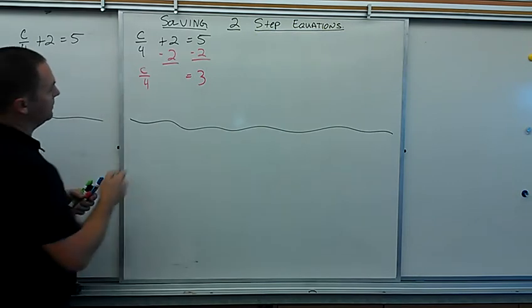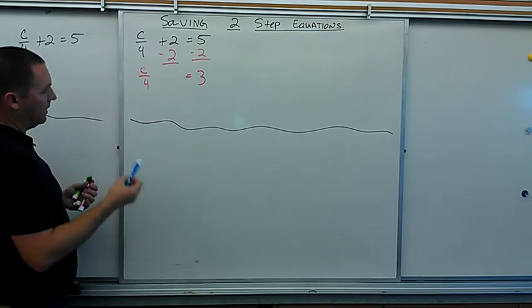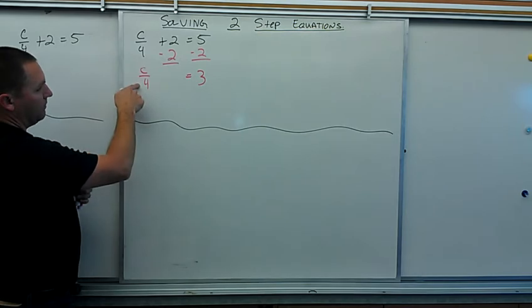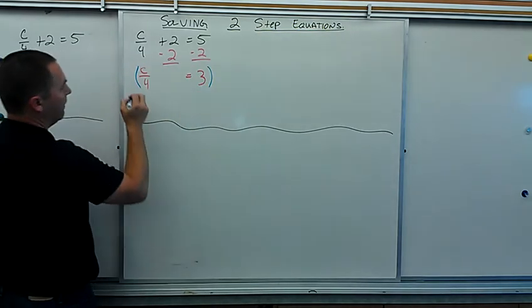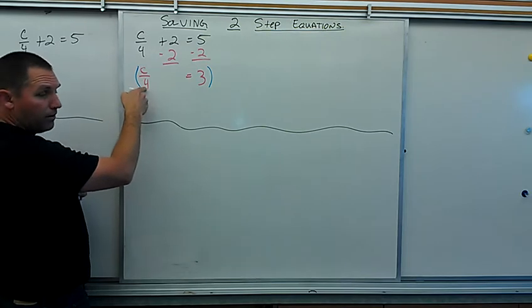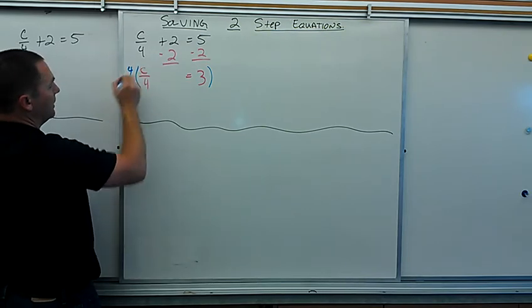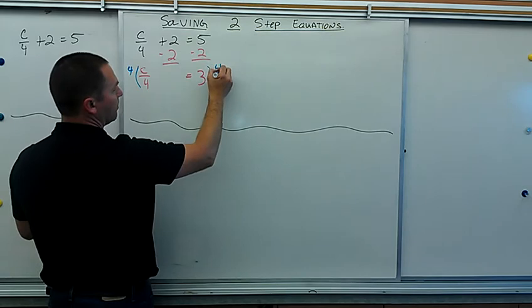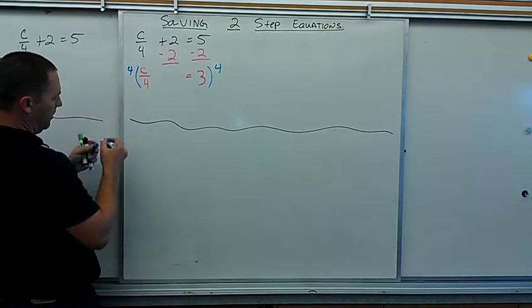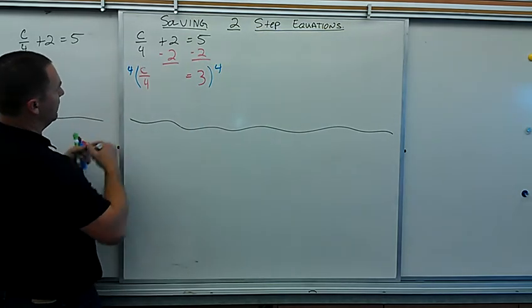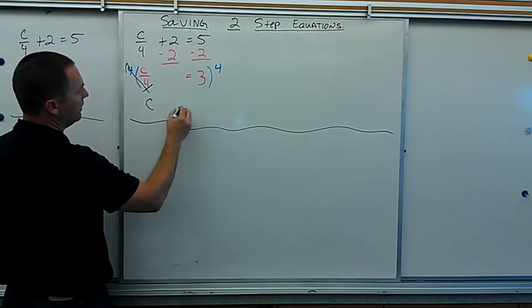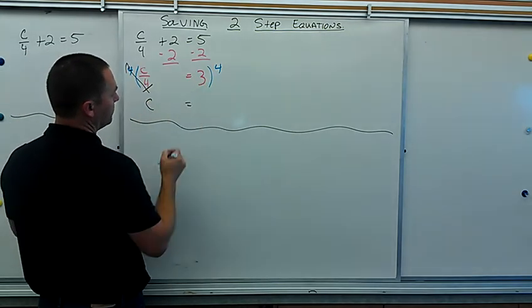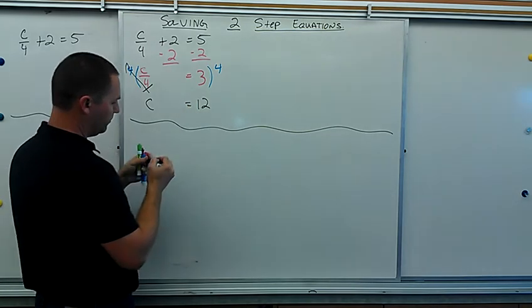Now to get rid of this denominator here, I need to do the opposite operation of that one. Opposite of division is multiplication. So I'm going to multiply everything by my denominator, the number I want to get rid of. So that's multiplying by 4. I multiply this side by 4. And these simplify out to a giant 1. And I'm left with c equals, and 4 times 3 is 12.